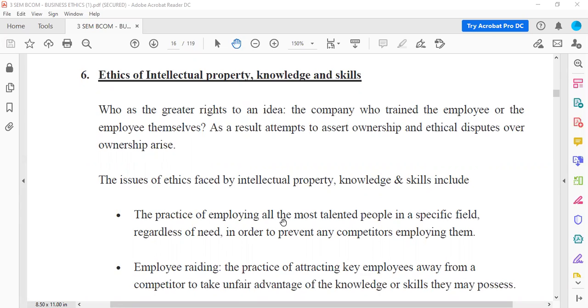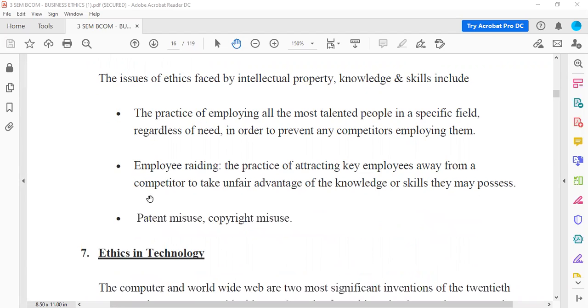Then employee raiding, the practice of attracting key employees away from the competitor to take unfair advantage of their knowledge and skills. So this happens at the higher level of management, not at the lower level. In the higher level of management, a CEO can resign and join some other company. Now why do they do that?